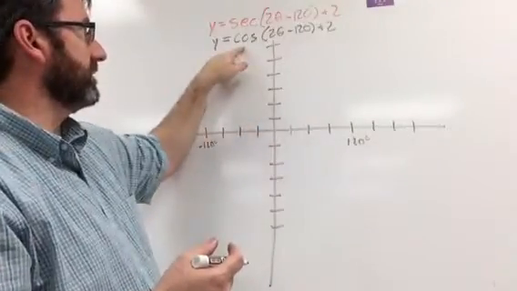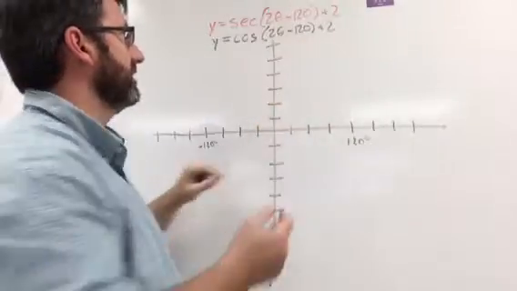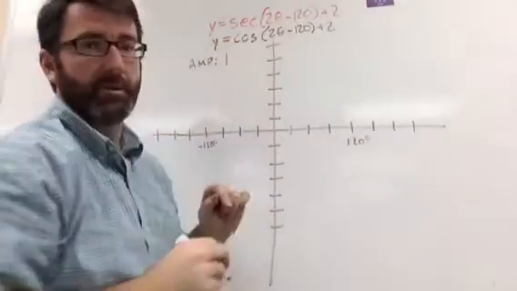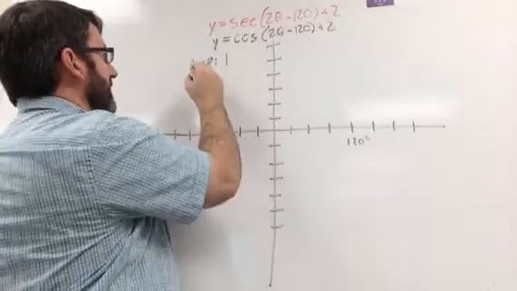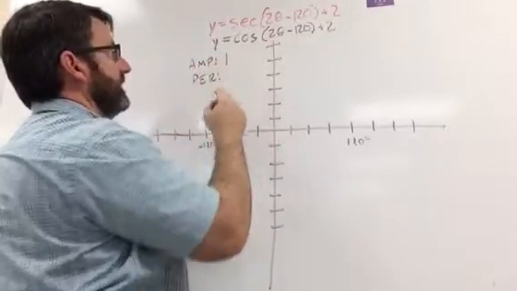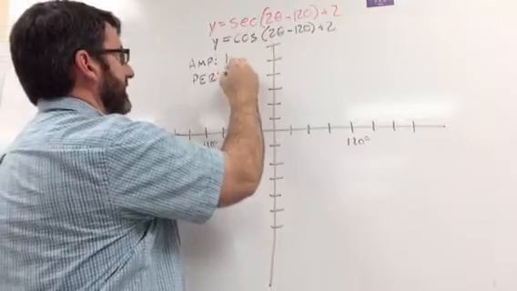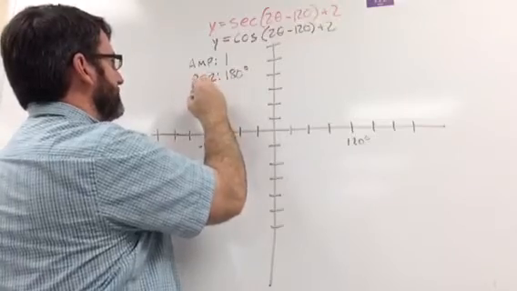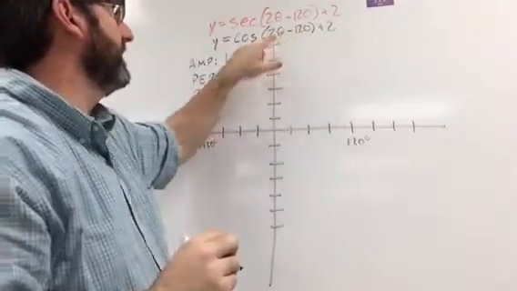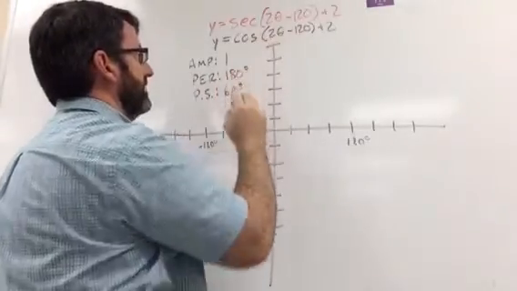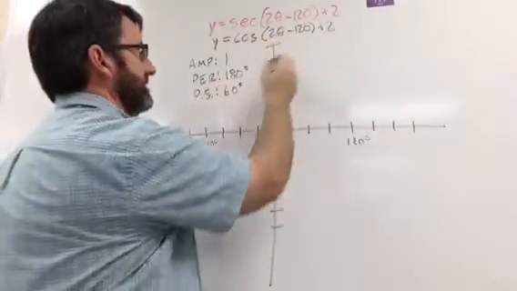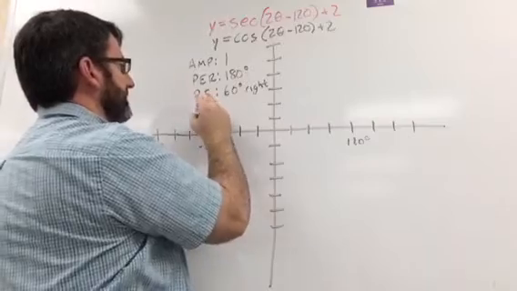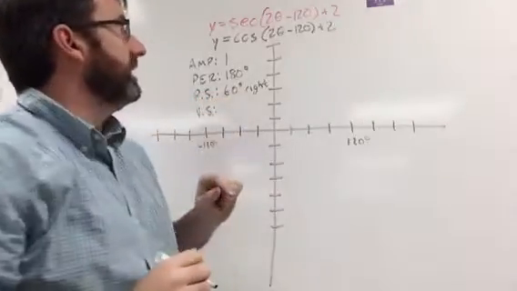All right, so cosine. Let's start by listing out our amplitude for this is going to be 1. There's no number there in front of that cosine. It's just an amplitude of 1. The period is going to be 360 divided by 2, so 180. The phase shift is going to be 120 divided by 2, which is 60 degrees, and it's going to be to the right since this is negative, so to the right. And the vertical shift is going to be up 2.